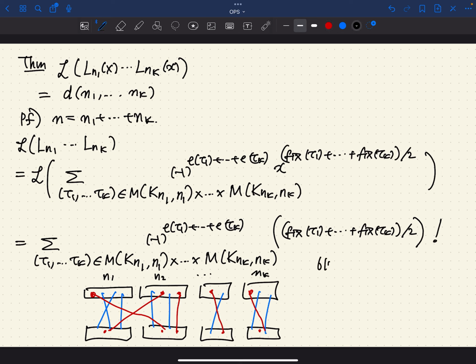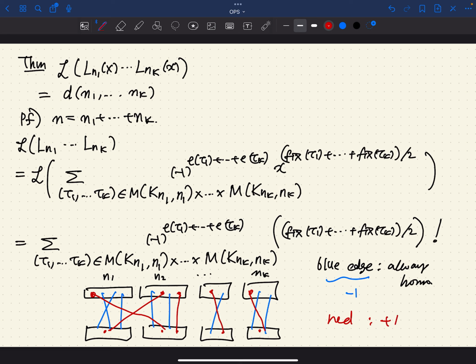blue edge is always homogeneous, right? But red edges, we have two choices. So for red edge, but what is the sign? A blue edge has minus 1 sign, and red has a plus 1.